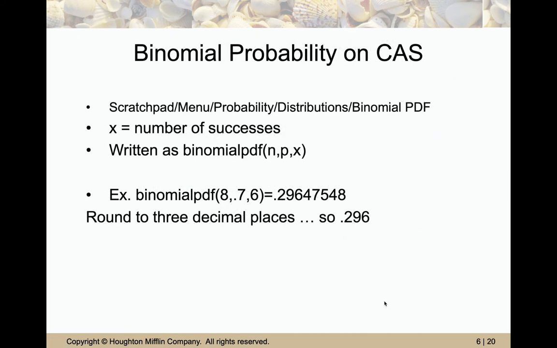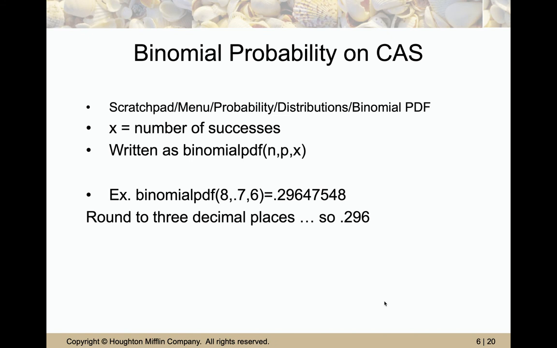All right, so we can do this on our calculator. So that's probably how you're going to want to do it. You can just be in the scratch pad. You want to go to menu. We're doing something with probability. We're working with a distribution, so choose that. And we want binomial PDF. There's a binomial CDF, and we'll talk about that in a minute. But for now, we want the PDF.